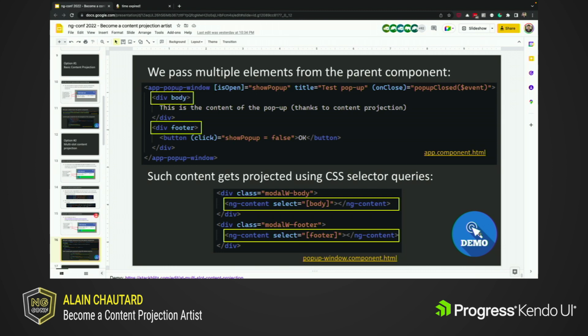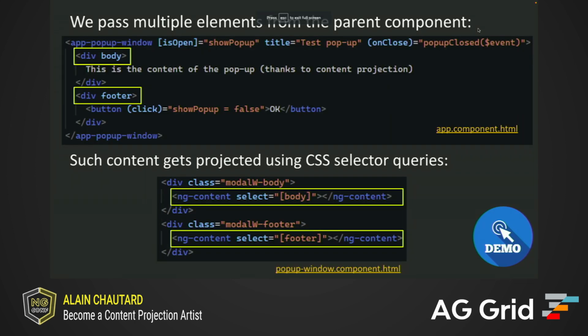So the idea is that in the parent component, now we're going to have two different blocks that we want to project in the child component. These two blocks, in my case here, I decided to give them specific attributes, body and footer. And then in the child component, where we want to project that content, we're going to have two different ng-contents. The first one is going to select the element from the parent that has an attribute equal to body, and the second one is going to use an attribute equal to footer. And if you do that, then you'll be able to project these two divs from the parent to the child in these two different places. And of course, you can apply that idea to as many elements as you want.